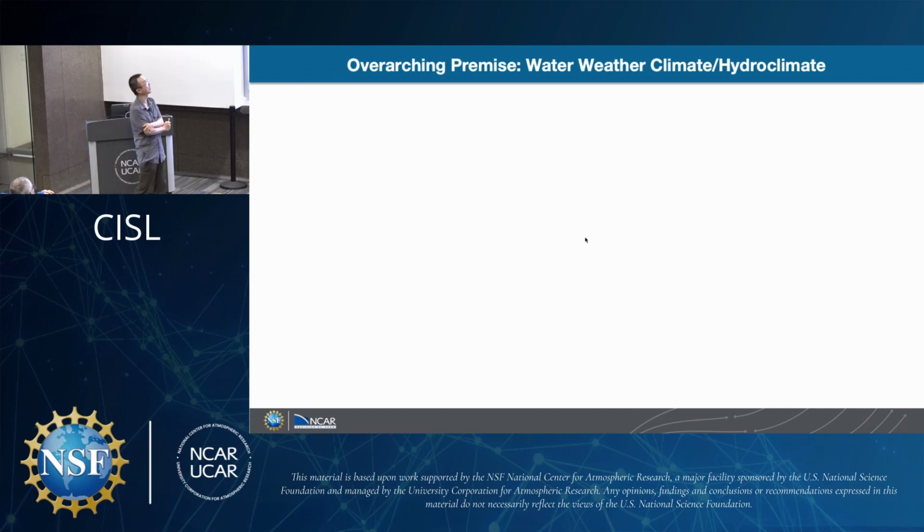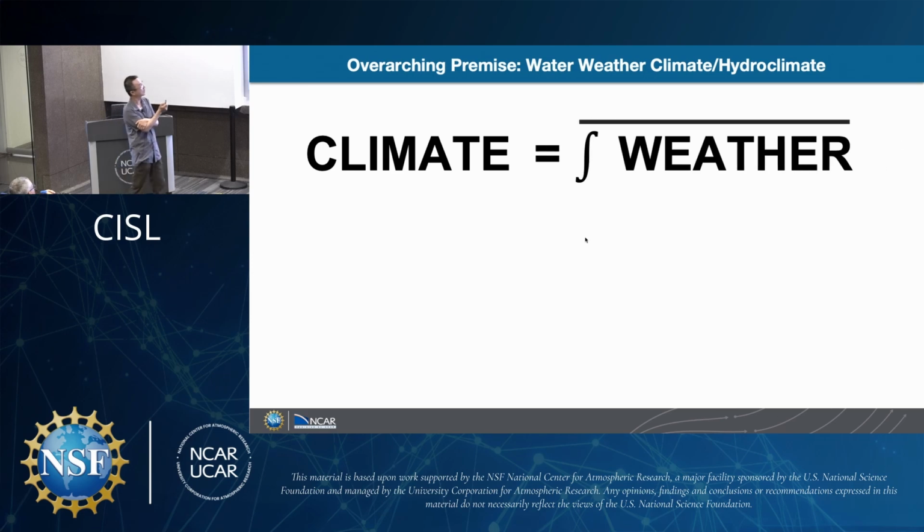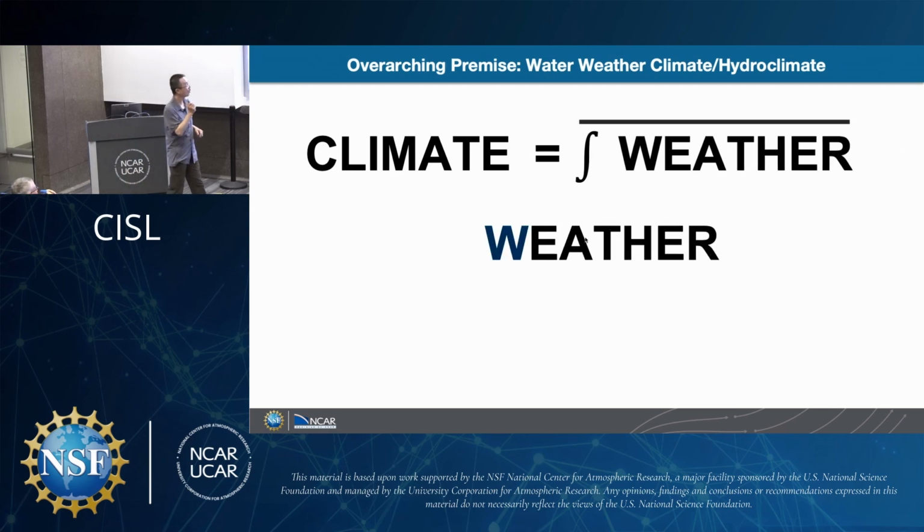But today, I would like to use this opportunity to talk a little bit about our research, but also our connection with you guys. The overarching premise is everything here: water, weather, climate, hydroclimate. Usually, climate can be expressed as an average of long-term weather. And we all know water comes from weather. That's where rain starts, where snow starts, and where they actually fall on the ground.